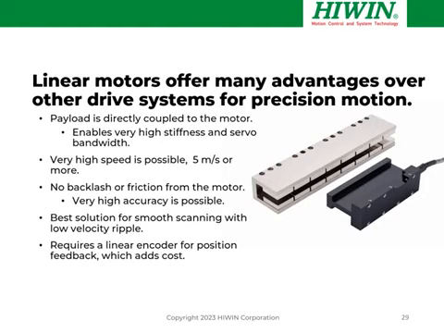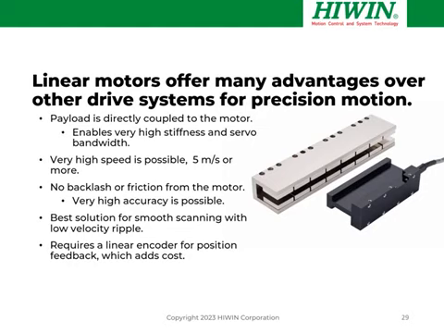What this means is you get very high servo stiffness and servo loop bandwidth. You can achieve really high speeds, 5 meters per second or even more. You don't have any backlash or friction coming from the motor. It's directly coupled and there is no lost motion. So you can achieve very high accuracy. The motor itself is not going to be a limiting factor in achieving system accuracy.